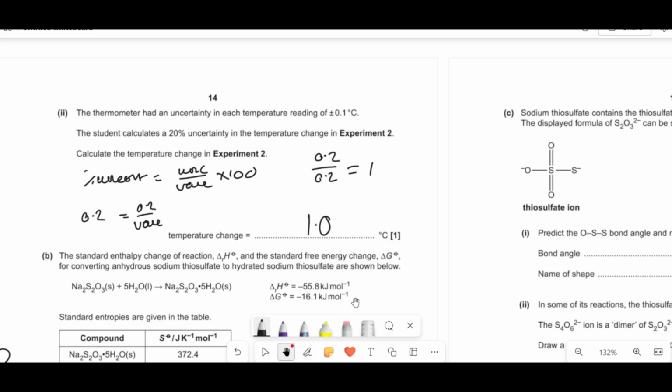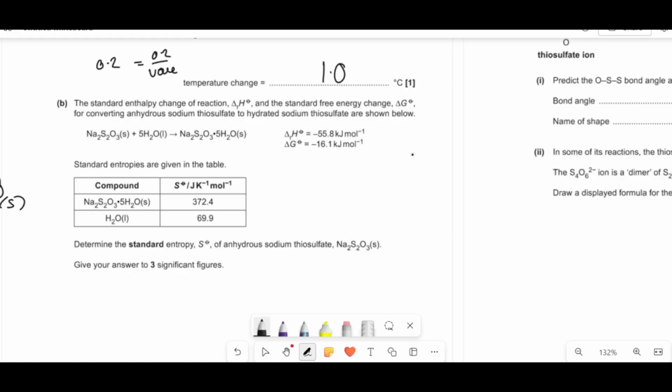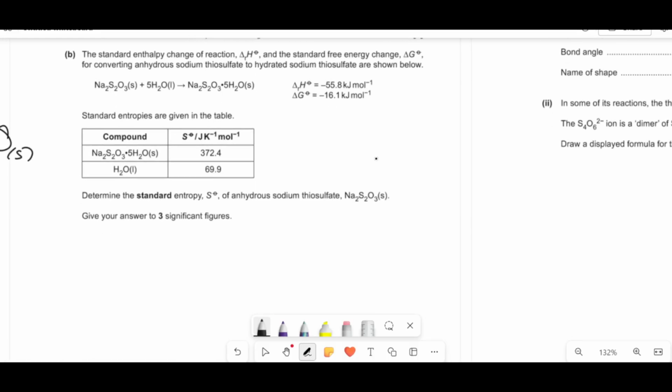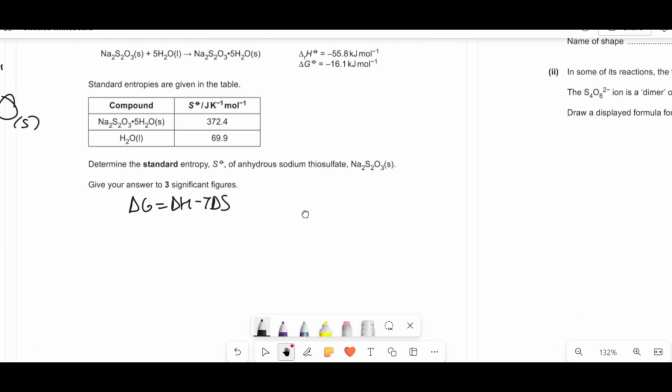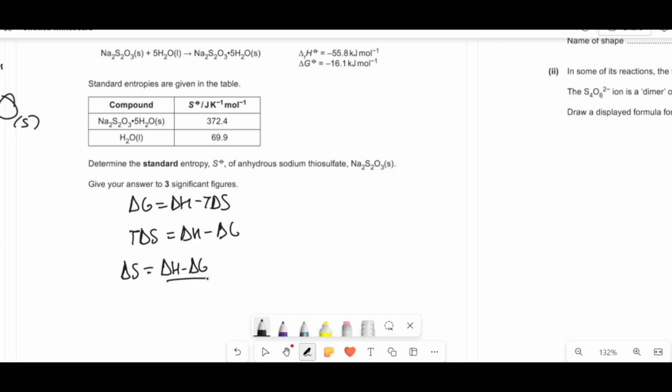That was it. The standard enthalpy change of reaction and the standard free energy change are here, and it wants you to work out the entropy change. So delta G equals delta H minus T delta S. Rearrange this first to get what you want so you know exactly what you're looking for, right? If I rearrange this, if I move that to that side, T delta S would equal delta H minus delta G. So delta S would equal delta H minus delta G all over T.